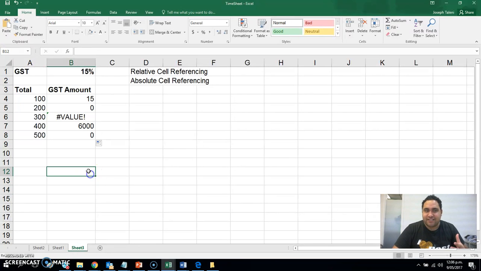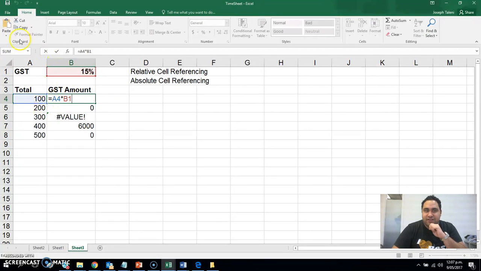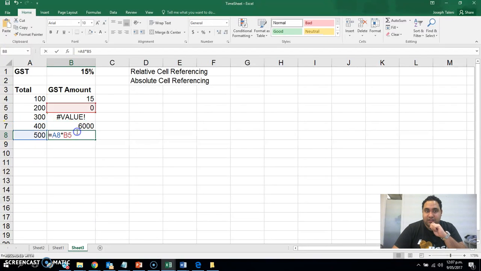Notice how the figures aren't the same, and that's because it's done the relative cell referencing. And let's have a look what it's done here. So it's done that right. So A4 times B1. But look what happens when I go here. A5, which is right, times B2. So it's actually gone down one. Let's try again. It's gone down another, and it's gone down another, and so forth. And that's why this one's showing 6,000, because it's going 400 times 15 instead of 400 times 15%.